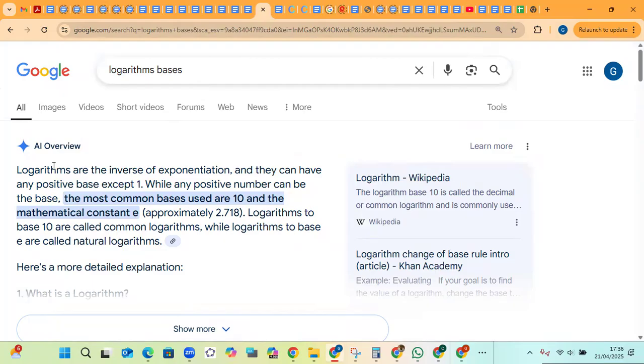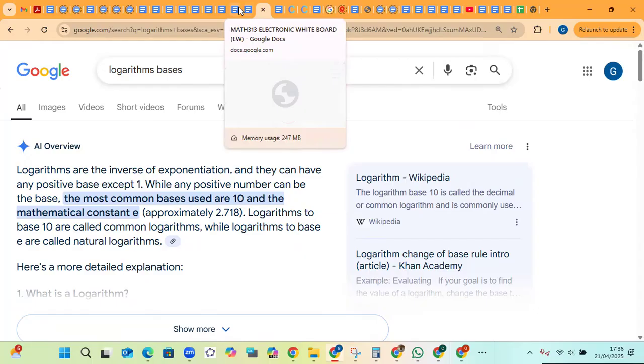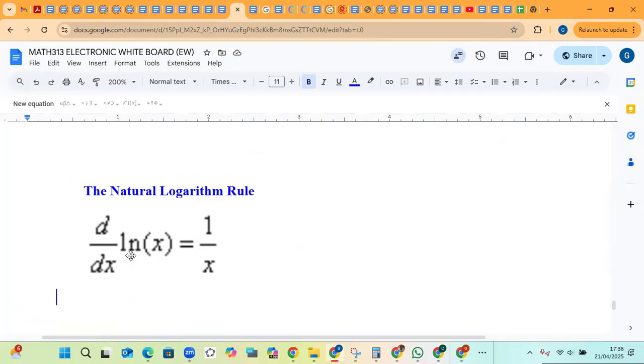As you can see, in Google, it says logarithms are the inverse of exponentiation, and they can have any positive base except 1. So base 1 is not allowed. While any positive number can be the base, the most common bases used are 10 and the mathematical constant E, which is approximately 2.718. Logarithms to the base 10 are called common logarithms, while logarithms to the base E are called natural logarithms, represented as ln. So ln means logarithms to the base of E.